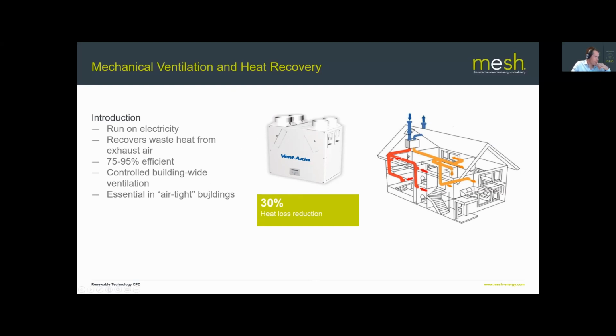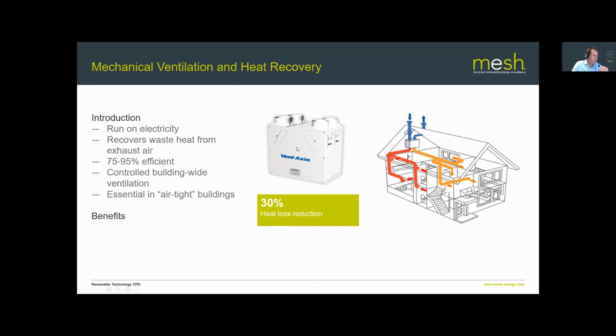Typically, MVHR units can recover between 75 and 95% of the heat from the air. So they're really good. And of course, if you've got a very airtight building, then they allow you to operate these very super airtight buildings without having to cut holes for vents in the facade. So it works really well.